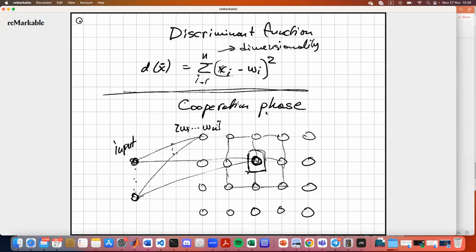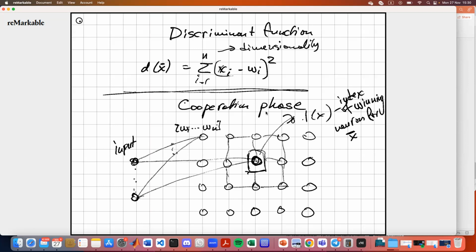Now, when we found the location of this neuron, it is characterized by its index, the index of the neuron for input x. It starts to form a neighborhood around it.